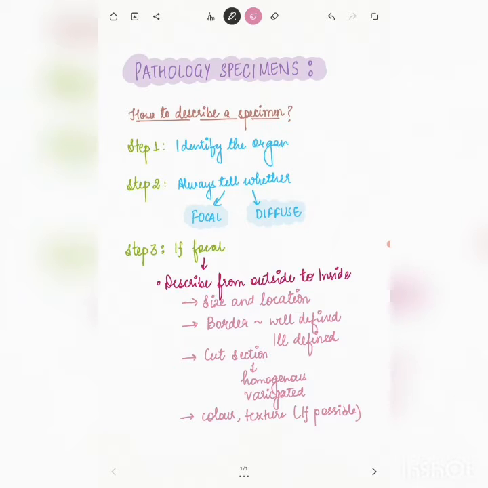Step 3. If the pathology is focal, always try to describe it from outside to inside so that you don't miss out on any points. Tell about the rough size and location of the focal pathology, and always tell whether the borders are well defined or ill defined. On the cut section, whether it is homogeneous or variegated. If possible, you can describe the color and texture.